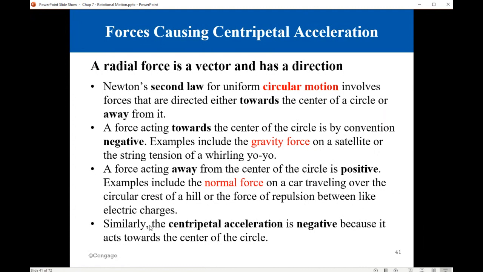By the same language, centripetal acceleration is negative because it acts toward the center. The direction of centripetal acceleration is always toward the center, so you can give it a negative sign, just like we do with g for free fall. g for free fall is always falling toward the center of Earth, and because of that, we give it the minus sign. It's minus 9.8 meters per second squared. The same convention.